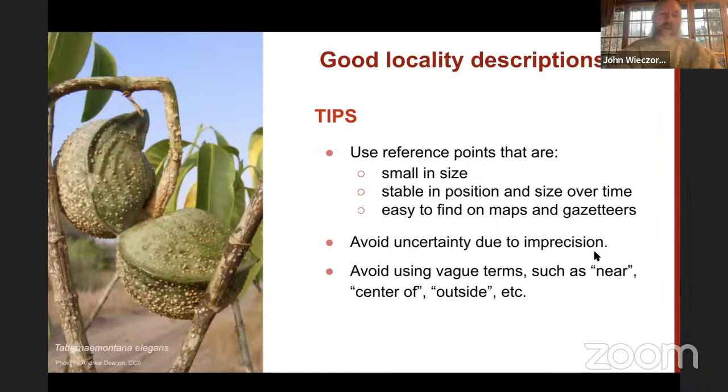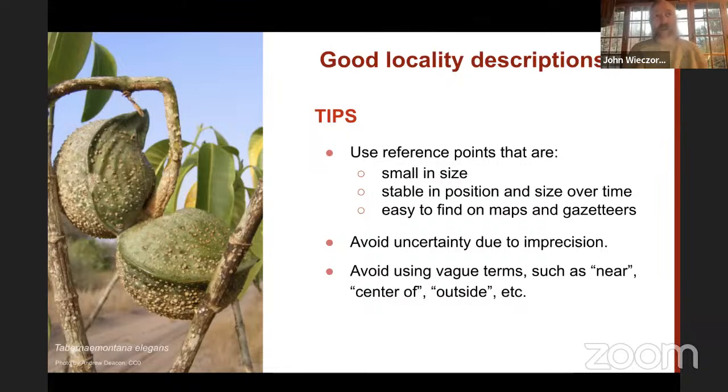So here are some tips about how to use those characteristics to create a very good locality description, one that can be georeferenced with the least uncertainties. One is to use reference points that are very small. What does this do? It reduces the extent of the place that we begin with. Another good aspect of a reference point is that it's stable both in position and over time.